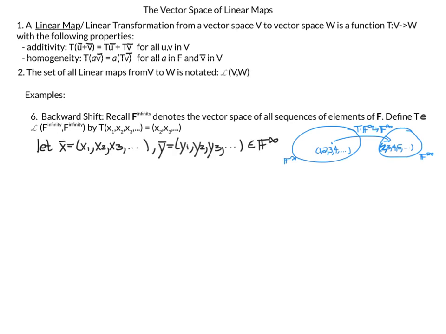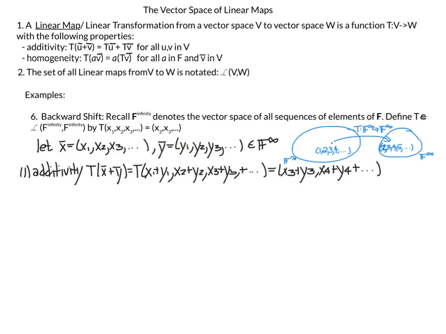To show that our backward shift is linear, we're going to show additivity and homogeneity. I'm going to let x equal my infinite sequence x1, x2, x3 up to infinity. y is going to be my vector with coordinates y1, y2, y3 up to infinity. For additivity, I look at T of x plus y, and x plus y is x1 plus y1, x2 plus y2, x3 plus y3 up to infinity.